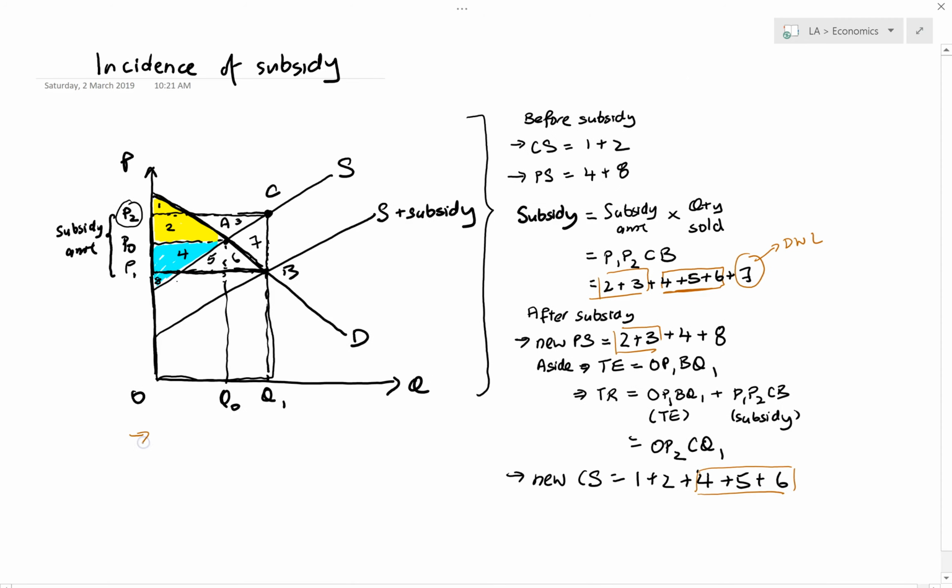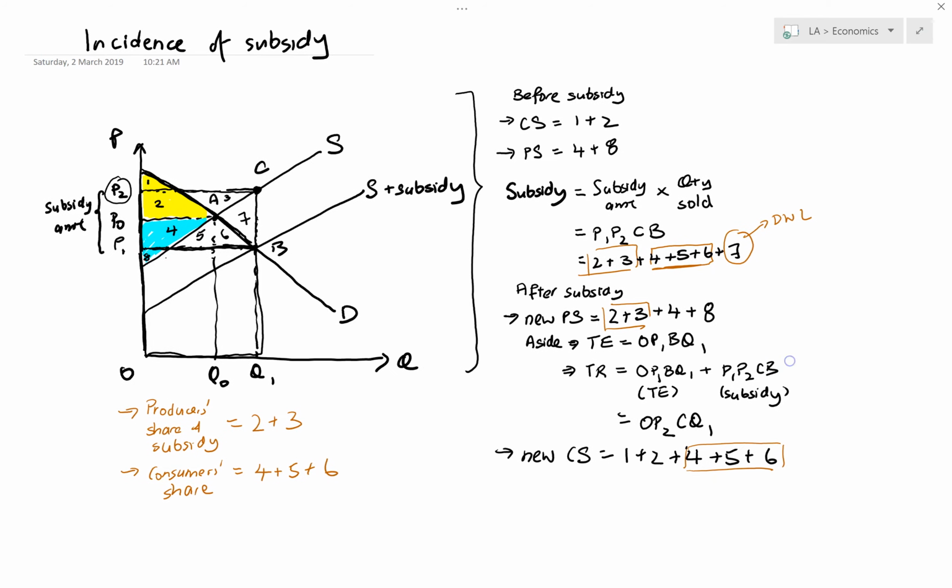So what happens is that producers' share of subsidy equals 2 plus 3. Consumer share equals 4 plus 5 plus 6.